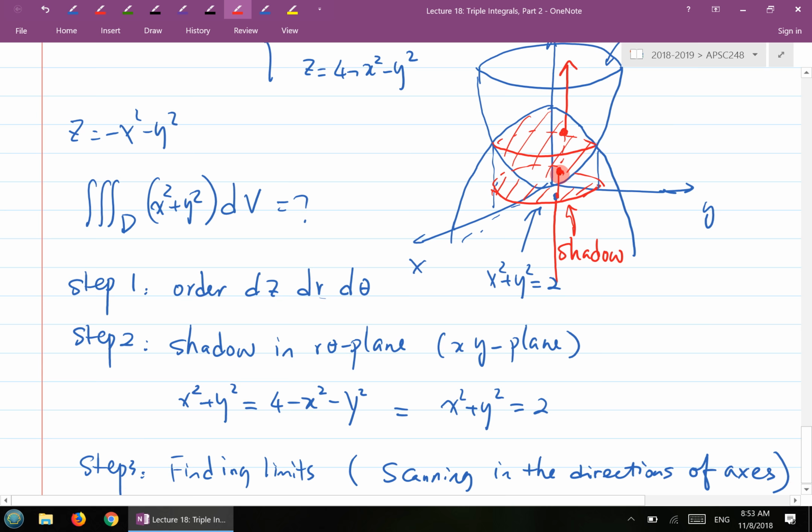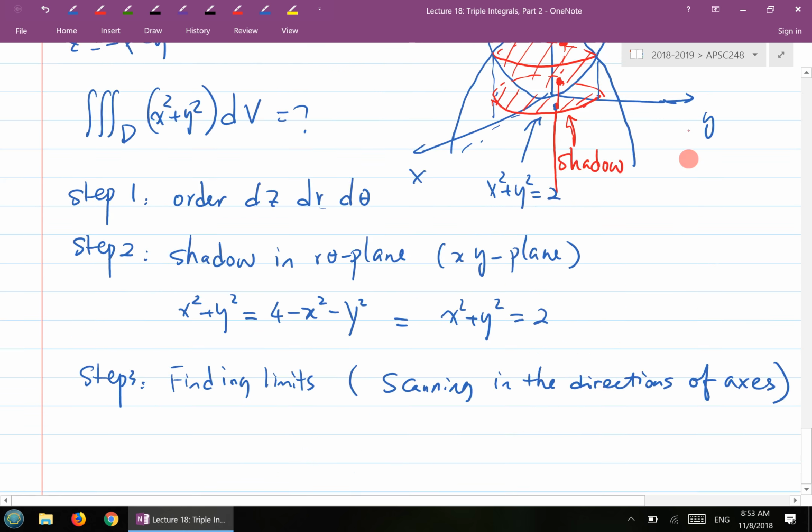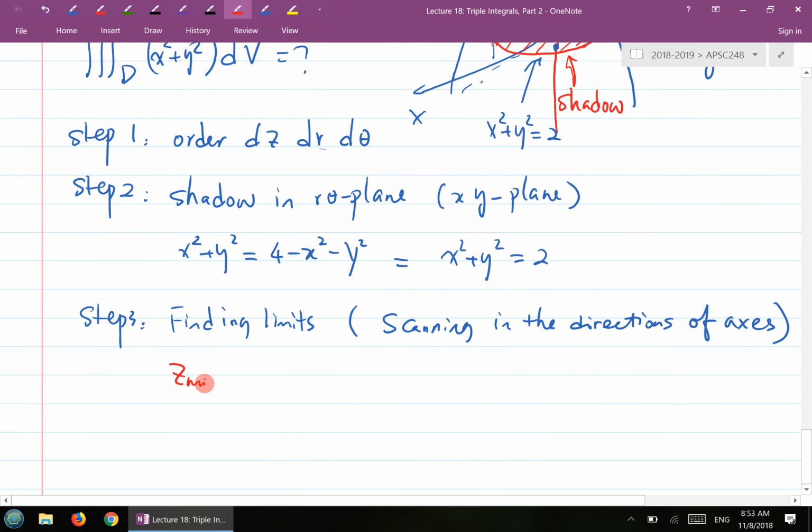The first contact point is the paraboloid, which is this paraboloid here, right? The second contact point is the top paraboloid, the inverted one. That gives you the z min and the z max. So let's write it down here. z min is x squared plus y squared, and z max is 4 minus x squared minus y squared.